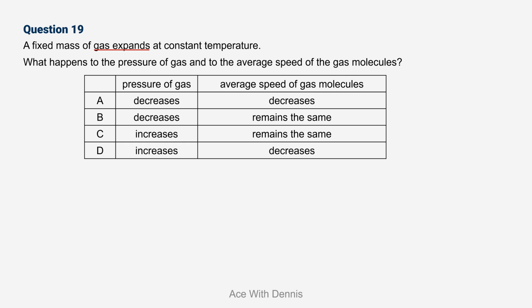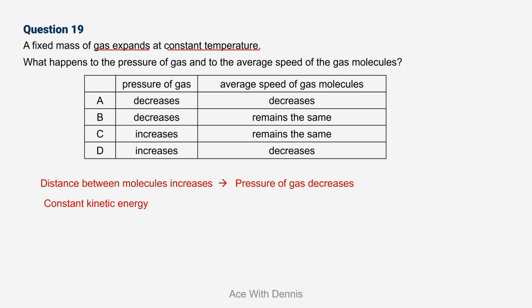To answer this question, let's look at the information given. The gas expands at constant temperature, which means the distance between molecules increases. When the distance between molecules increases, the pressure of the gas decreases. Next, when the temperature is constant, it means the kinetic energy is constant. We know that the kinetic energy formula is half mv squared. The mass m is a constant. Since the kinetic energy is constant, the average speed of gas molecules will remain the same. Therefore, the answer is B.